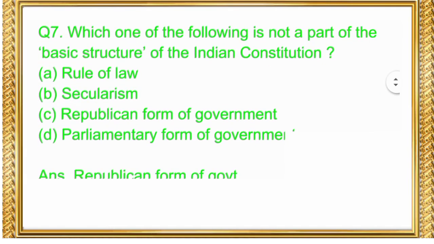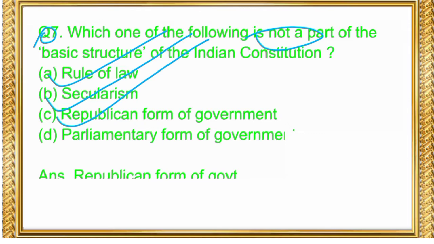Next question is question number 7, telling that which one of the following is not a part of the basic structure of the Indian Constitution? Keep in mind, here it is not a part. Option A is rule of law, B is secularism, C is republic form of government, and D is parliamentary form of government. And the correct option is C, republic form of government.